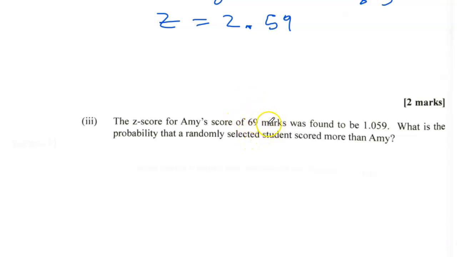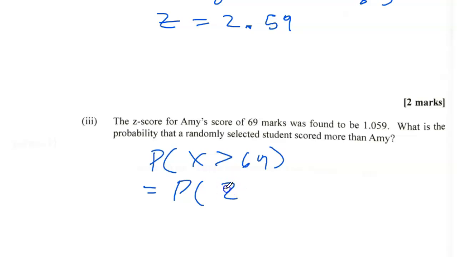The z-score for Amy's 69 marks was found to be 1.059. What is the probability that a randomly selected student scored more than Amy? Alright? So Amy's z-score was 1.06. So the probability that a student scores more than Amy, which is more than 69, is the probability that z is greater than 1.06.